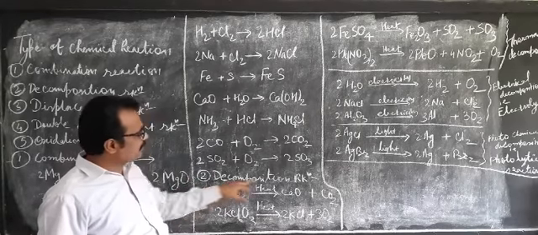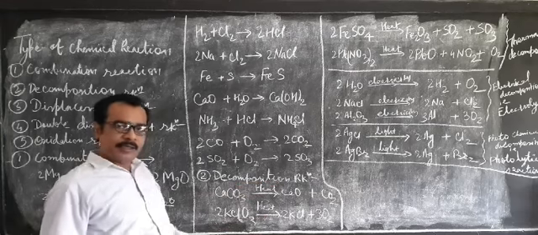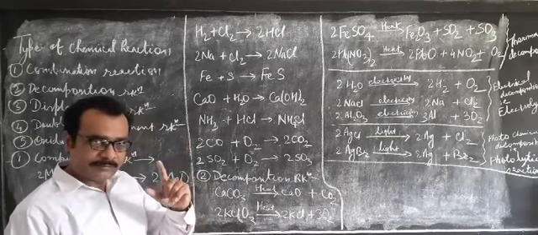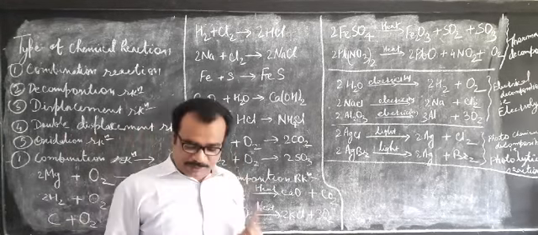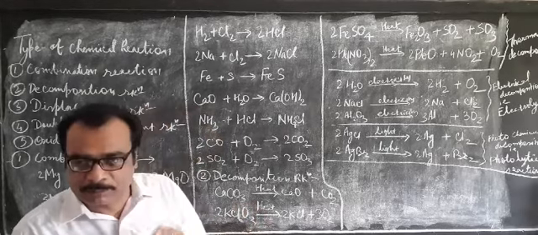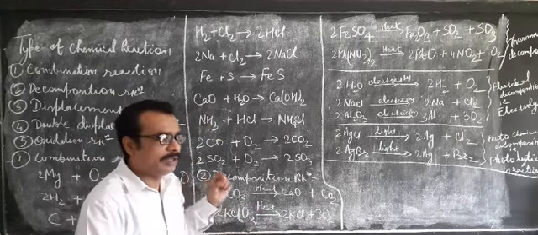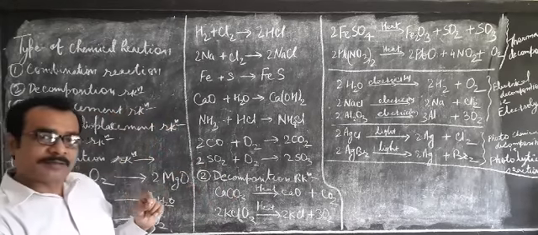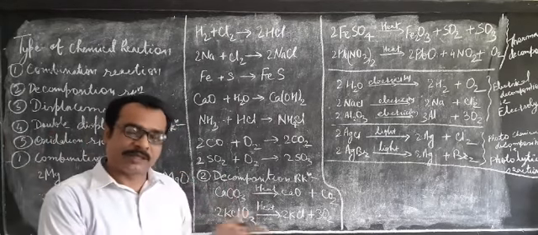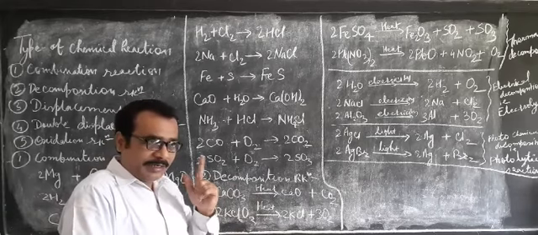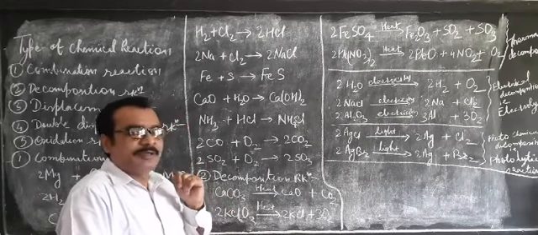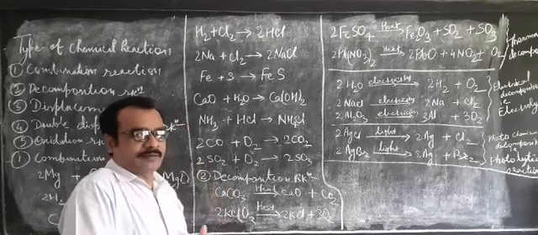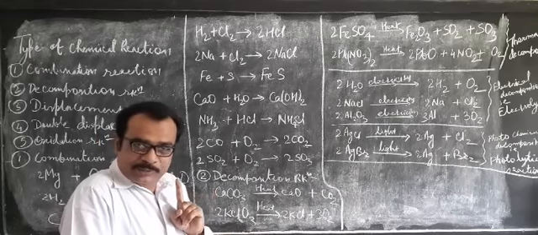So now we will discuss the decomposition reaction. In a decomposition reaction, it has got only one reactant, but there will be more than one product. Only one reactant, but the products will be more than one. So this is just the opposite case.